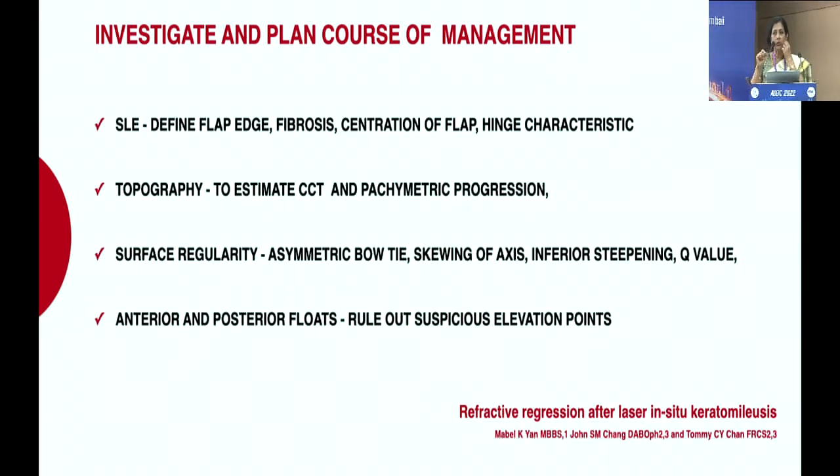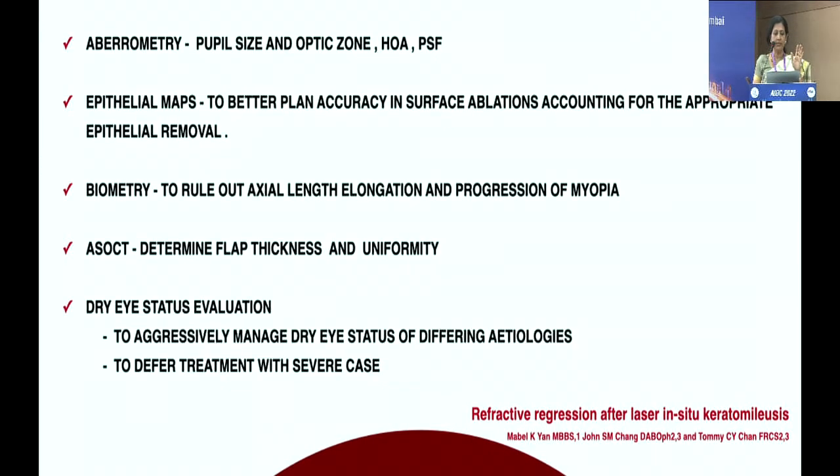You would also like to look at the hinge. How does the hinge look? Is it a low hinge? You would like to do the topography to see whether the corneal thickness is good, whether there is any pachymetric progression which is clueing you that it might be something more sinister. Is the surface regular? The asymmetric bow tie, inferior steepening, look at the Q value. And of course, anterior and posterior floats, because we can't presume regression if there is ectasia underlying.